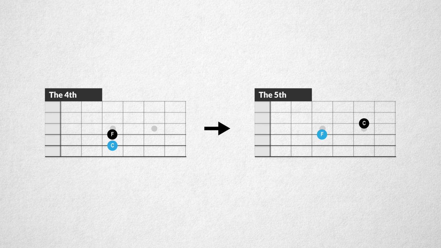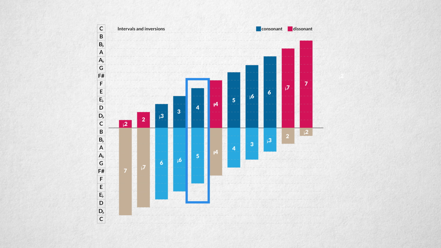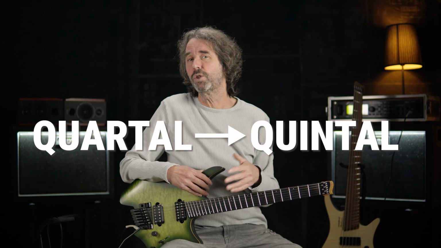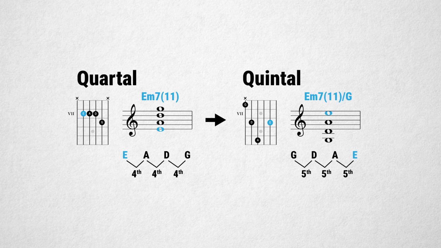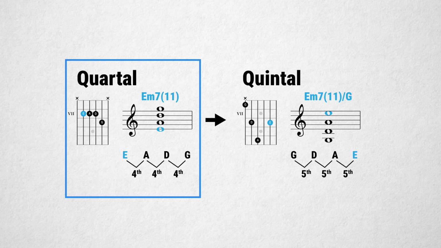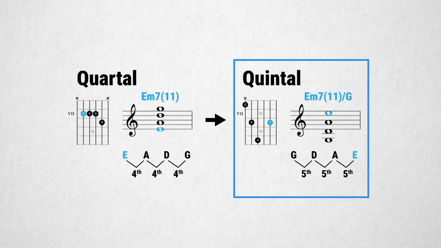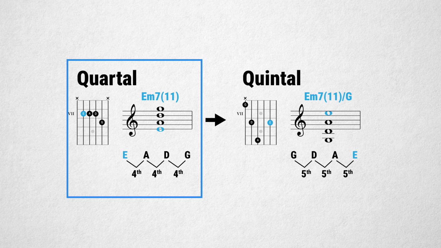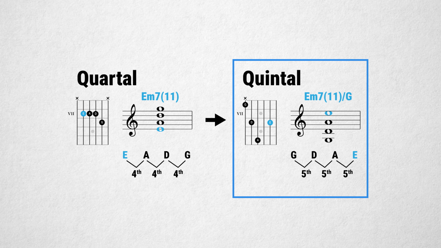Now then we have to know that the fourth is the inversion of the fifth interval, and the other way around, an inevitable consequence of nature. Now this means that every quartal chord can be rearranged to a quintal chord, which is a chord built from stacking fifths. Now we can change the quartal voicing E, A, D, G to a quintal voicing G, D, A and E, so all fifth intervals. The sound is still the same, ambiguous and undefined, but now the sound is much wider.